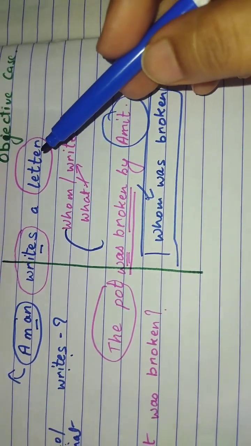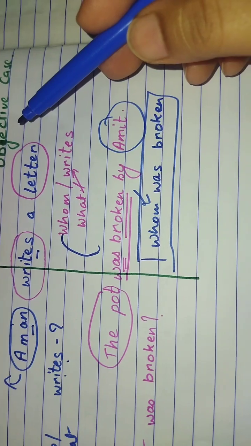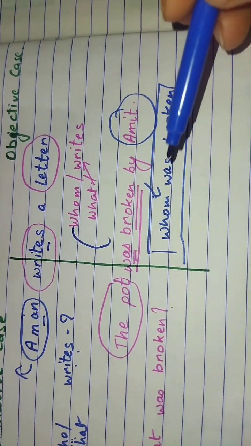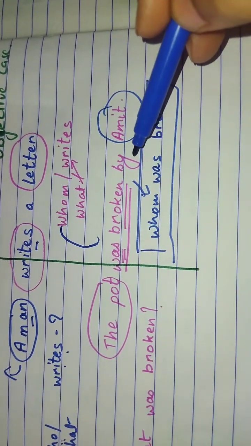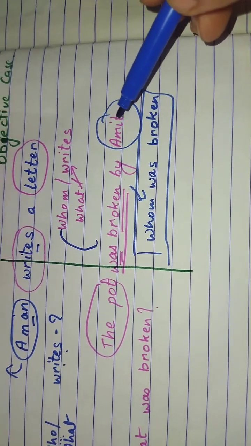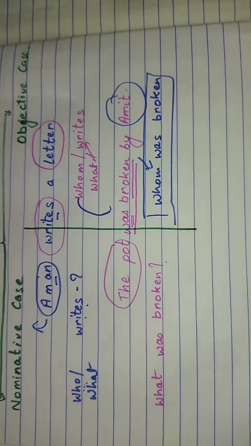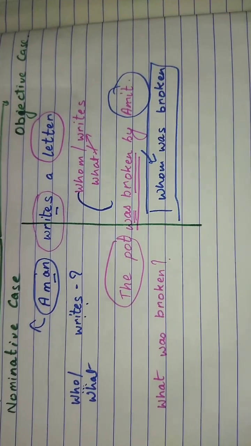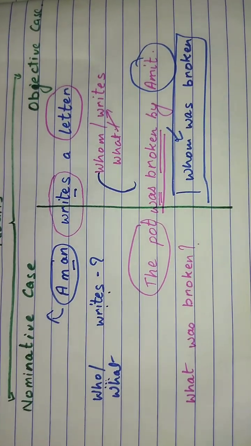First you identify the verb, then ask whom and what. What is written? A letter is written. So letter is the objective case. And broken, the pot was broken by whom? So the answer is Amit. So Amit is in the objective case. Now let's quickly do some exercises.